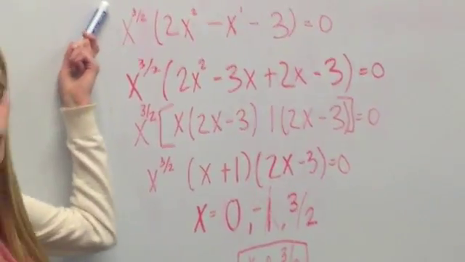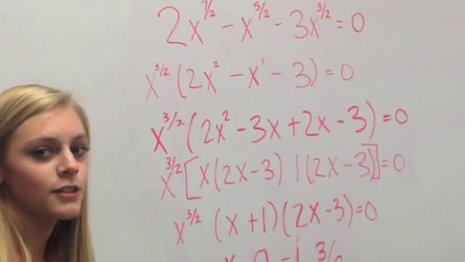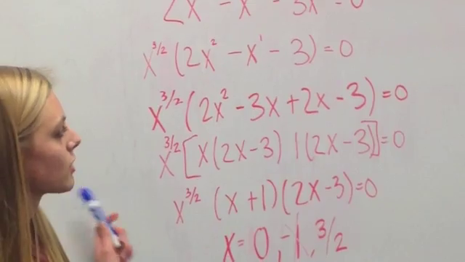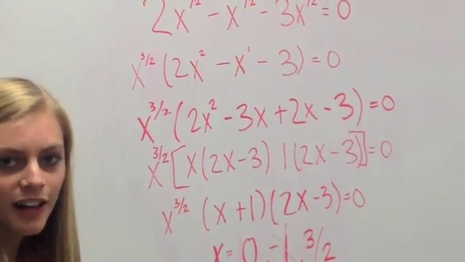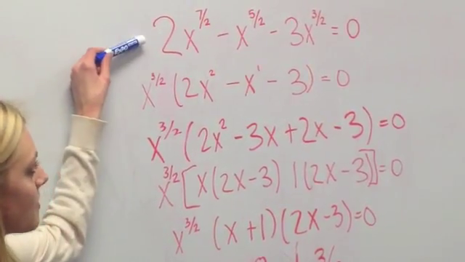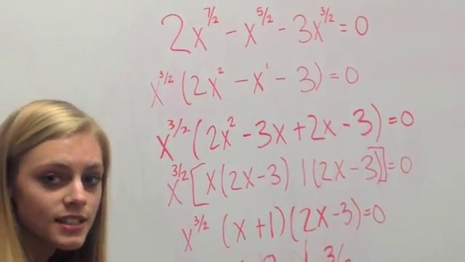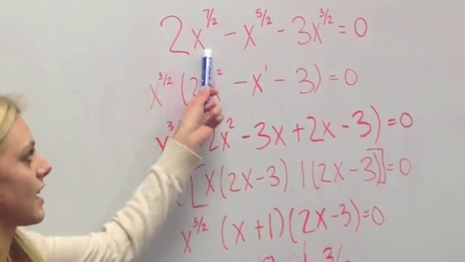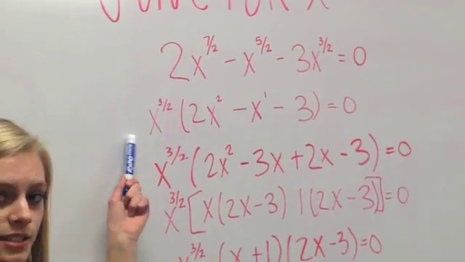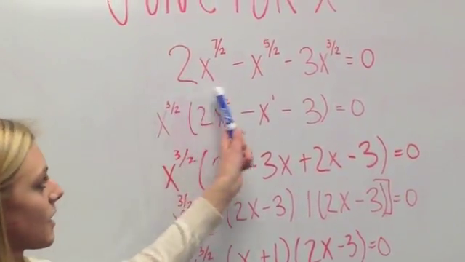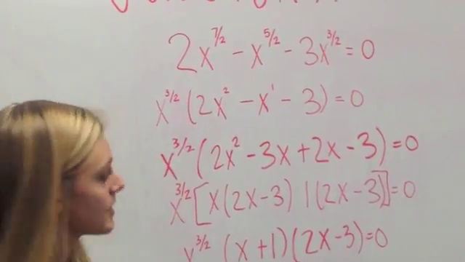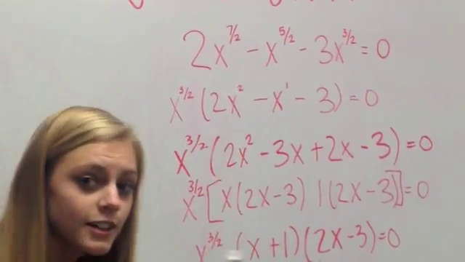And here's the original problem. It has fractions in the exponents. Scary. Which may look scary, but you can make it easier on yourself if you pull out a common exponent. In this case, you would pull out the smallest exponent, which is 3 over 2. So you pull out an x to the 3 over 2, because they all have that in common. Then you take what's left, undistribute.